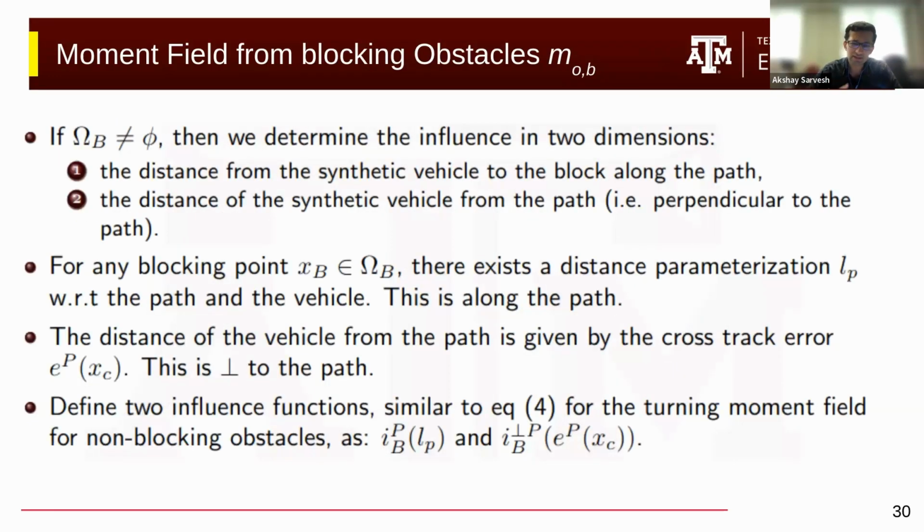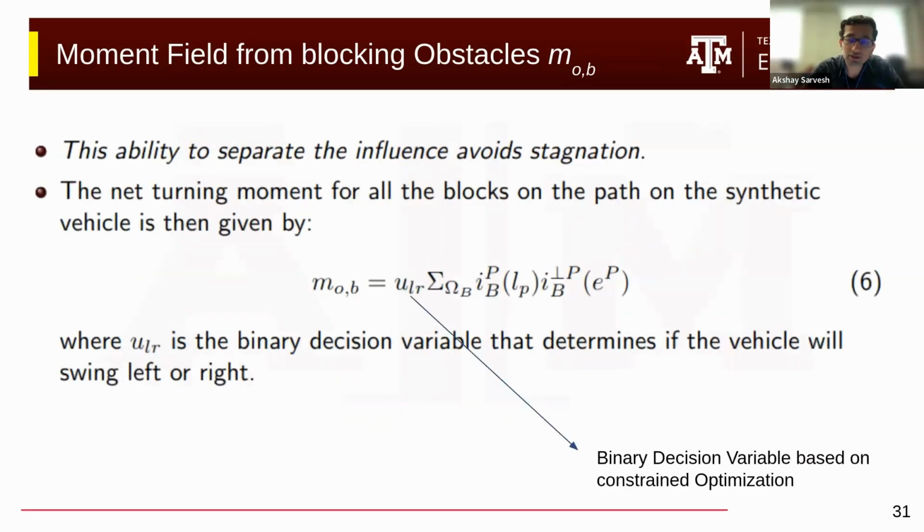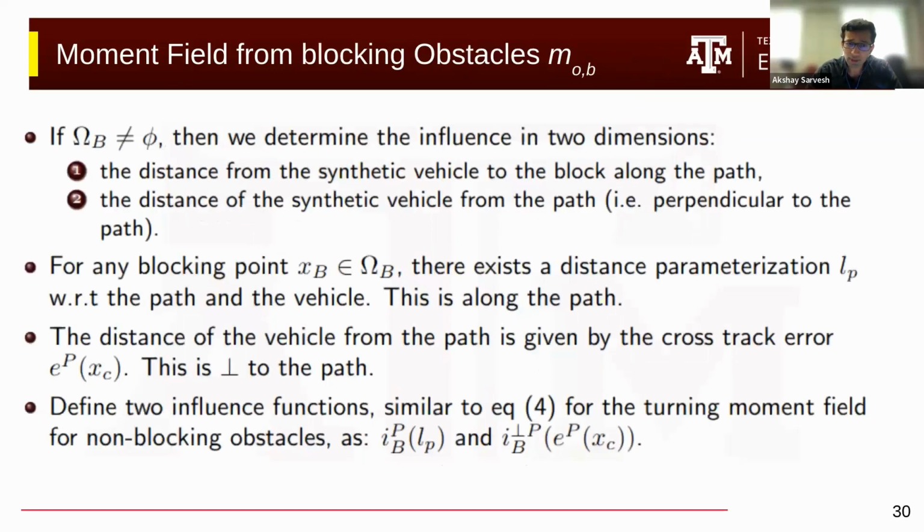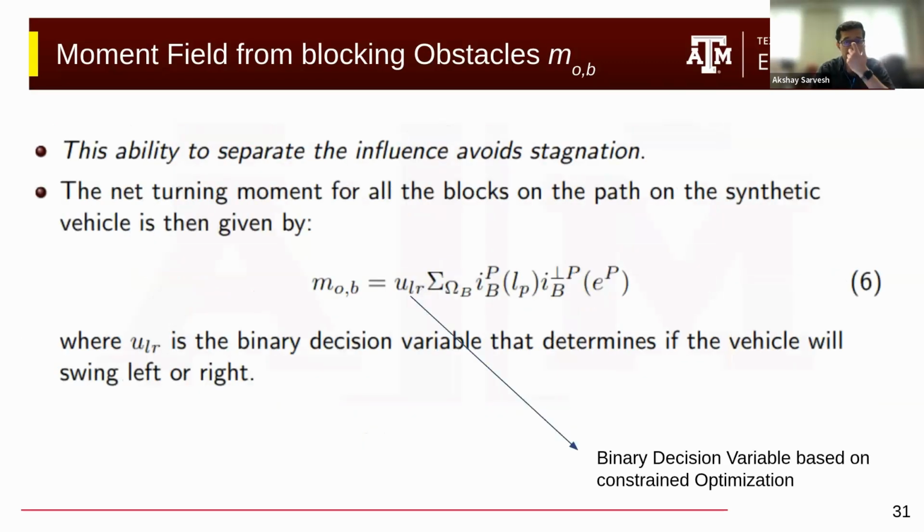With blocking obstacles, it is a bit more nuanced. What we do with the blocking obstacle is we consider moments that are along the path, and we call that IBP of LP. The moment relation looks very similar to the previous equation that we saw here, but we consider moment in 2 dimensions, that is along the path and also perpendicular to the path. That is, we assume the presence of a cross-track error as well. These two moments, we feel, is what gives us the ability to overcome the disadvantages of potential field techniques. Again, we also introduce the binary decision variable here. That is, you either want to swing left or you want to go right, depending on what type of obstacle is present and depending on the type of the cost that you're trying to minimize.